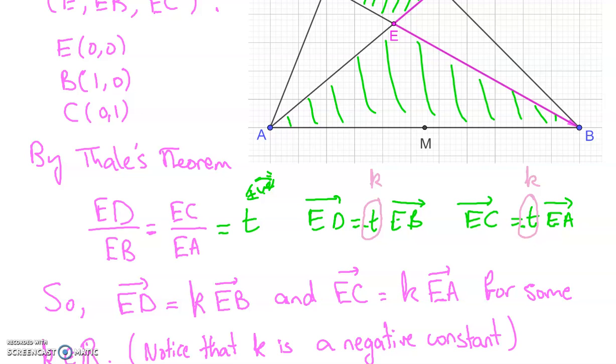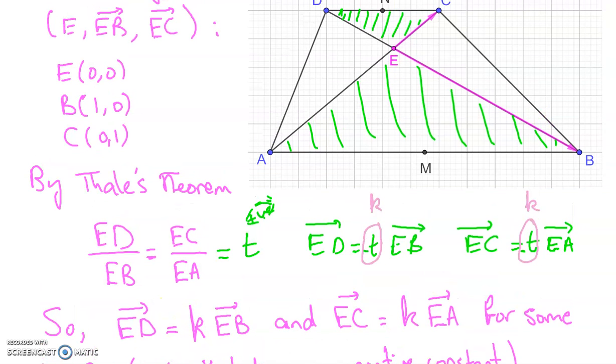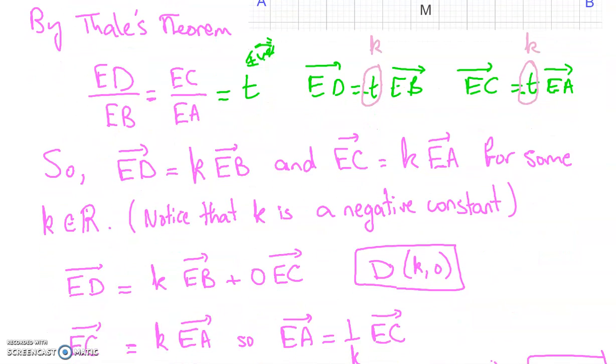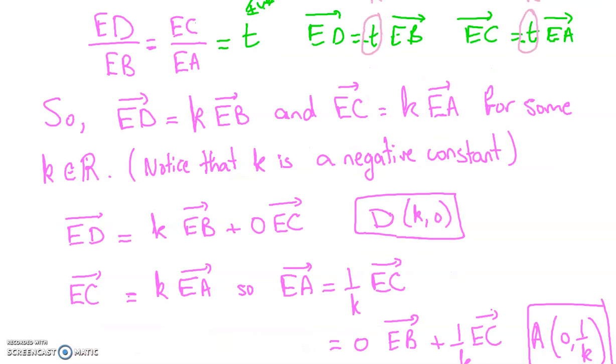Now, how can this help us find the coordinates of D and A in this system? So I have ED equals KEB. Remember, the system is EB, EC. And I want to write ED as a linear combination of I and J, which are EB and EC. Notice here, what do we have? We have ED equals KEB. This means ED equals KEB plus 0 EC. Okay? So this means that the coordinates of vector ED are K, 0. So the coordinates of point D are K, 0, because E is the origin, 0, 0.